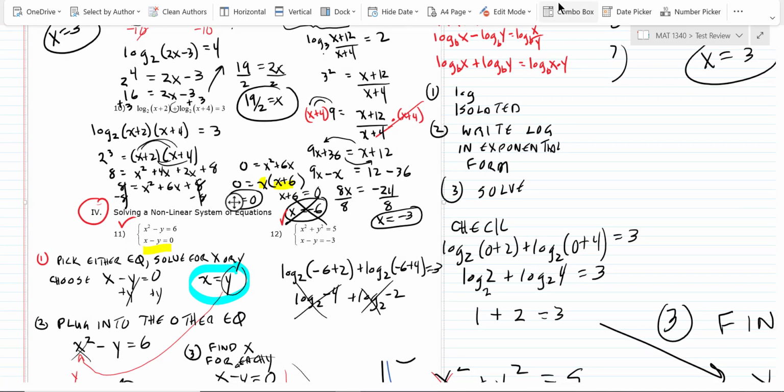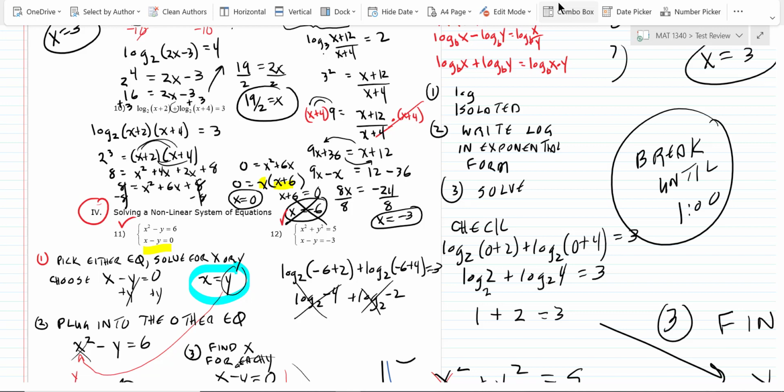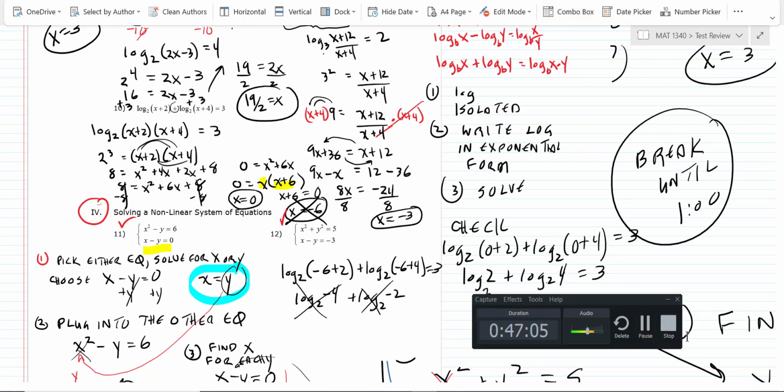Okay, let's go ahead and take a break here till 1 o'clock. And then we'll jump around and get through as many of these as we can. During the break, you might want to look over the handout and see what jumps out at you the most. I think I know where the biggest problem areas are.